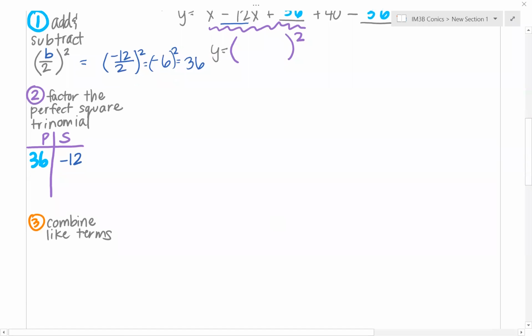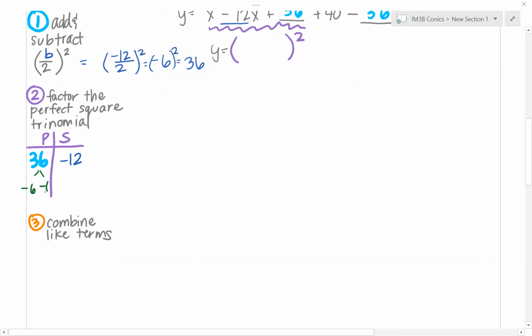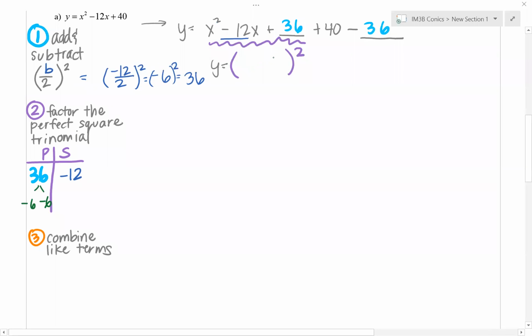And so it's 6 and 6, and they're both negative, right? And so that means that we're going to take negative 6 and negative 6, which means that as a factor, this is x minus 6 squared. Wow, I wrote that really funky. Let me fix it. Okay, so the factored form of x squared minus 12x plus 36 is x minus 6 squared. Are we okay with that? Yeah.